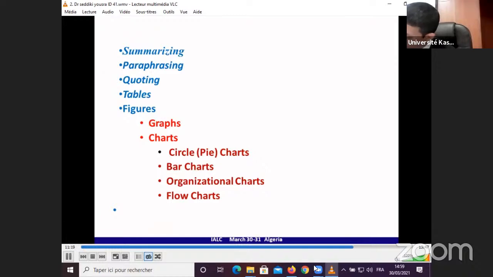Moving on to figures. What are the main different types of figures, such as graphs, charts, maps, photographs, etc.? When should we use graphs and charts, circle pie charts, and also bar charts, organizational charts, flow charts, and how can researchers use them while writing an academic dissertation paper?